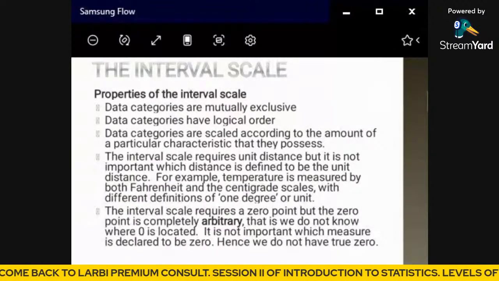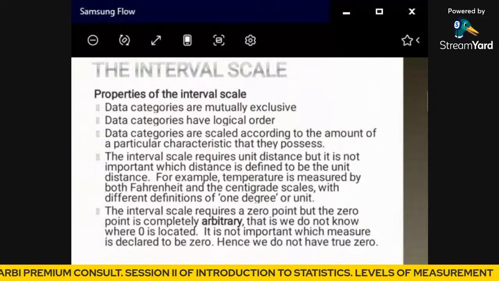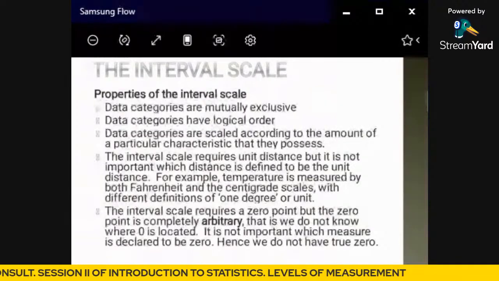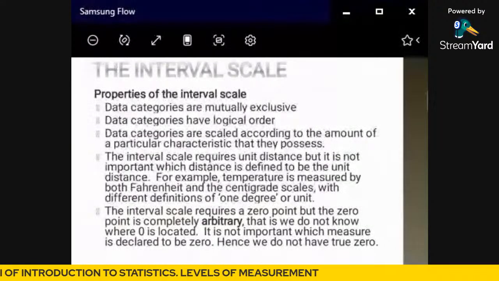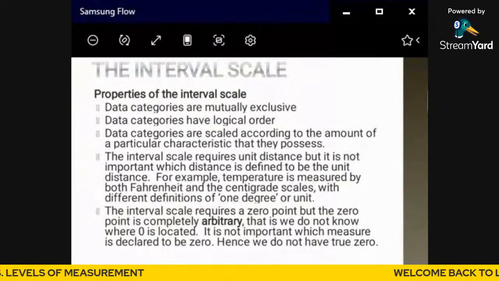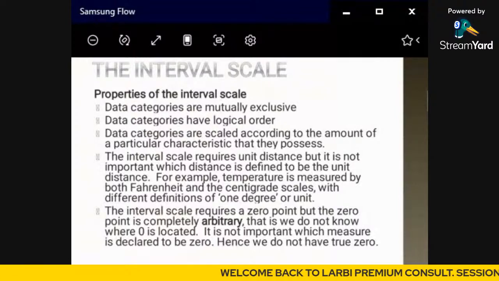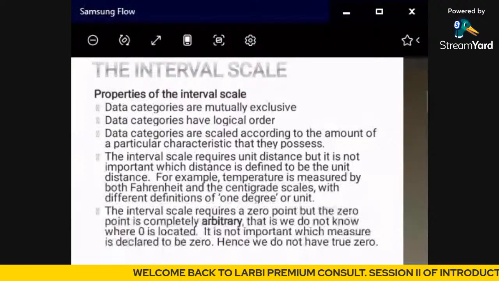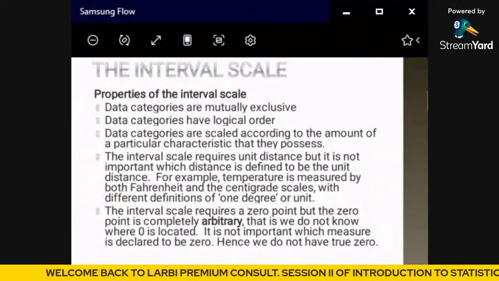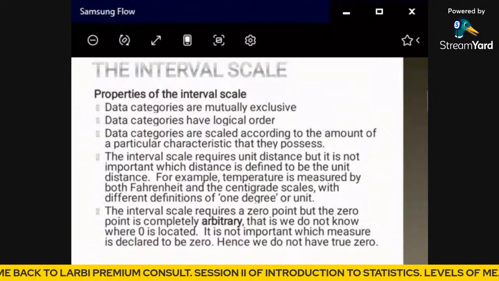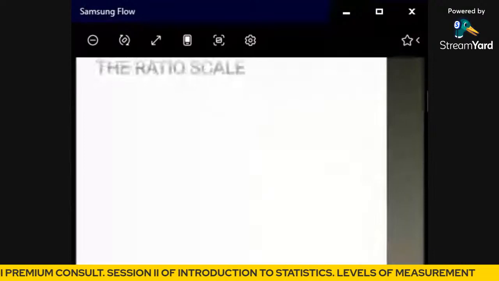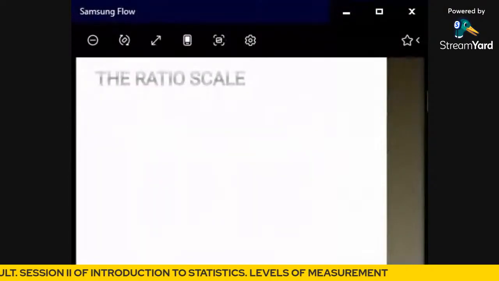So in that case, it is not important which measure is declared to be 0. When you are measuring that set of data, you can choose any point to be the starting point, because you are going to get the same result. Here we are saying that it's not important, and hence we do not have a true 0 or a meaningful 0. That's the limitation of the interval scale, and that is what the next level of measurement, the ratio scale, solves.